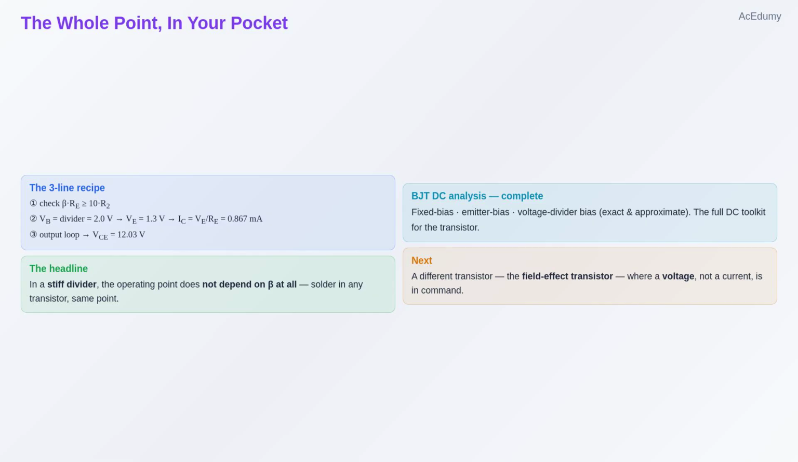Next, we meet a different kind of transistor, the field effect transistor, where a voltage, not a current, is in command.